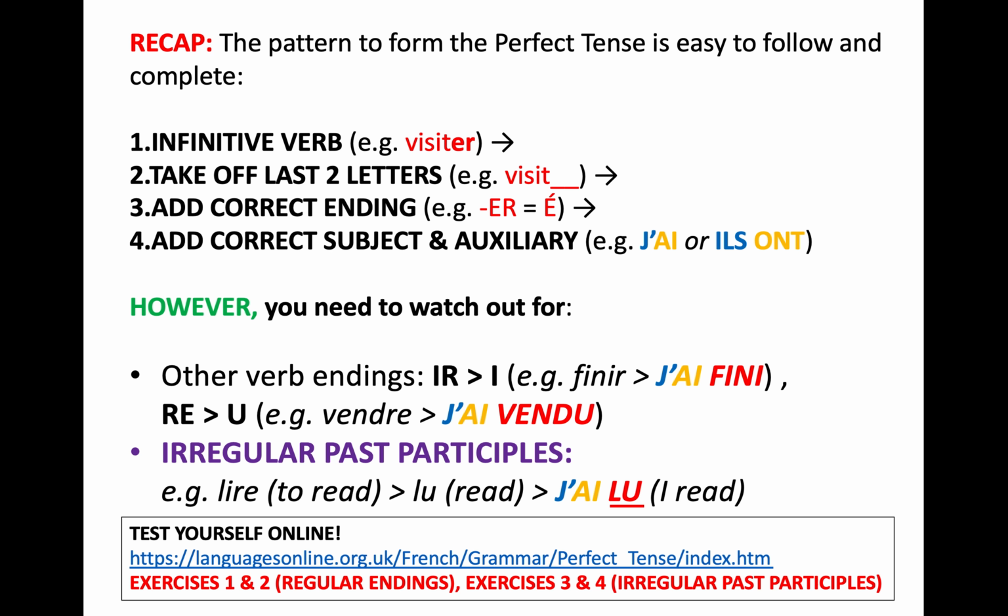Now that you've got your notes and you can read them back and you can come back to this video if you're unsure about anything, why don't you test yourselves online? I've put a link below to Languages Online where you can go and practice and get immediate feedback on the perfect tense. Exercise 1 and 2 work with regular endings, so where you do take the last two letters off and you add the correct ending. Exercises 3 and 4 deal with irregular past participles. So they're the ones that change completely from the list you've made in your book that you just need to know. I'll also copy the link into the comments section of the video so that you can just click on it and go straight there and practice.